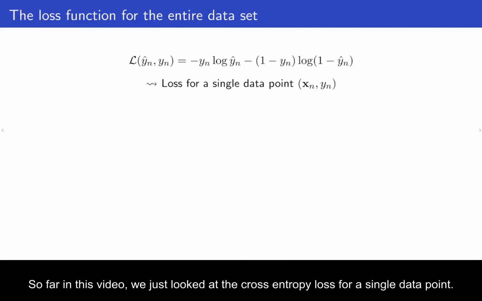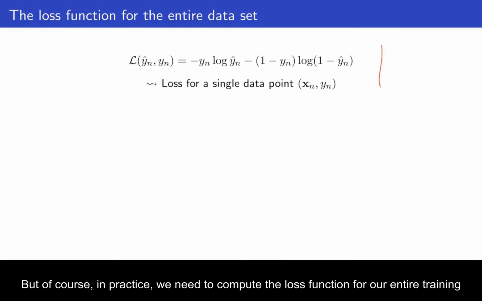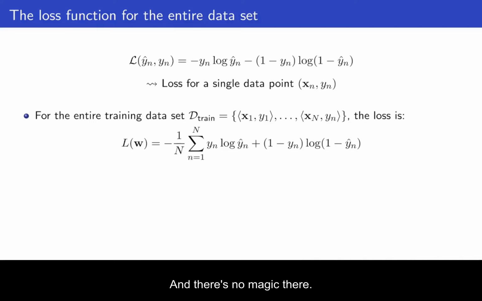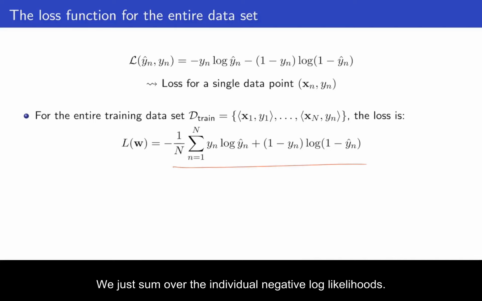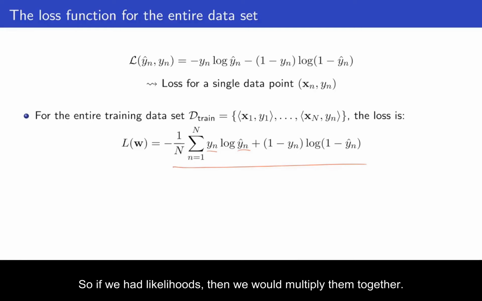So far in this video, we just looked at the cross-entropy loss for a single data point, and I've copied the loss function from the previous slide over here. But of course, in practice, we need to compute the loss function for our entire training data set. And there's no magic there. We just sum over the individual negative log likelihoods. Now we have sub-indices y sub n and y hat sub n, and nothing else really changed. So we're summing up these losses because we're already working in the log likelihood space. If we had likelihoods, then we would multiply them together, but log likelihoods we add together.